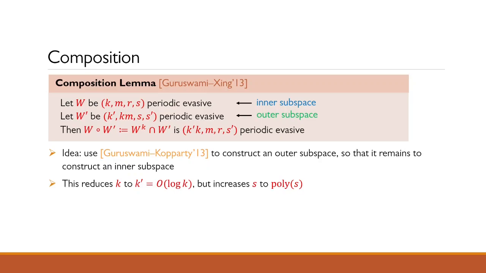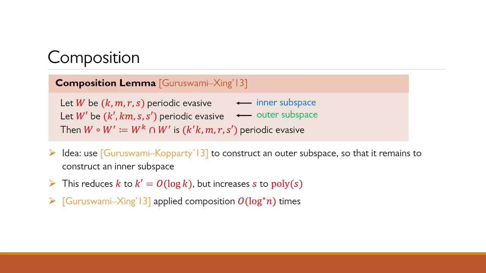At the same time, it increases the s to poly s. And we could repeatedly apply the composition lemma to reduce k to O(log k) and then to O(log log k) and so on until it becomes constant. And in fact, this is the idea used by Goswami and Shin in their paper. They apply the composition log star n times.